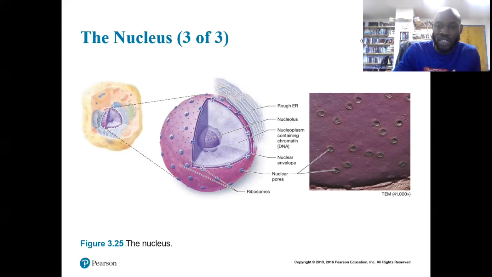All right, so the nucleus. Here you see the rough endoplasmic reticulum on the outside. That's an organelle. See the nucleolus, the nucleoplasm containing chromatin, DNA. The nuclear envelope, that's the membrane housing the nucleus. Nuclear pores, that's where RNA can exit the nucleus. And then we have ribosomes on the surface. Ribosomes are locations for protein synthesis.